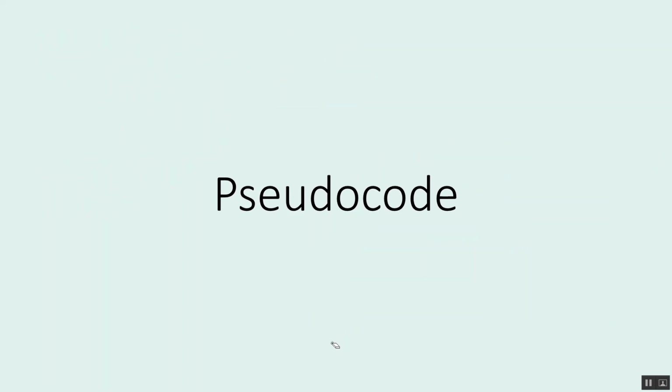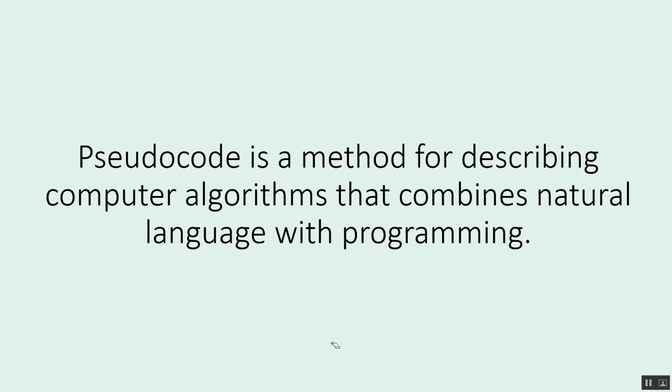Now, we have another one, pseudocode. So it's another way of representing a program or program flow in a much easier way than an algorithm. In a pseudocode, it's like a combination of English words or sentences with some program syntax. From other textbooks, a pseudocode is a method for describing computer algorithms that combines natural language with programming. When we say natural language, that's English or Filipino, but most of the time it's actually English. Okay?